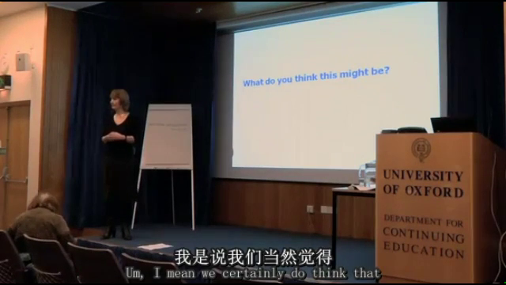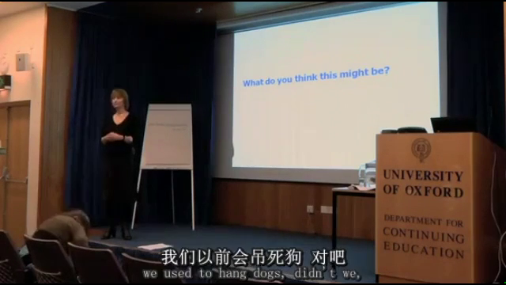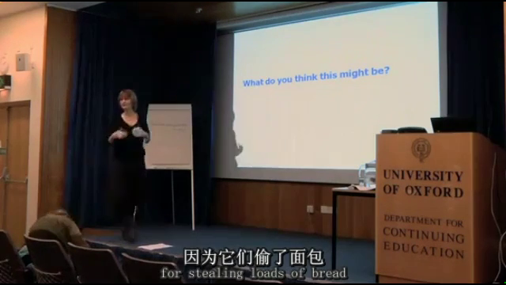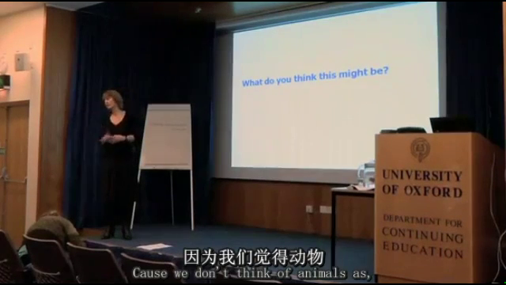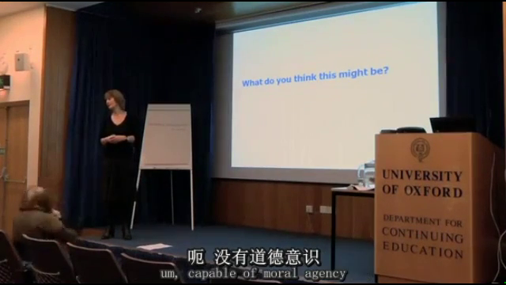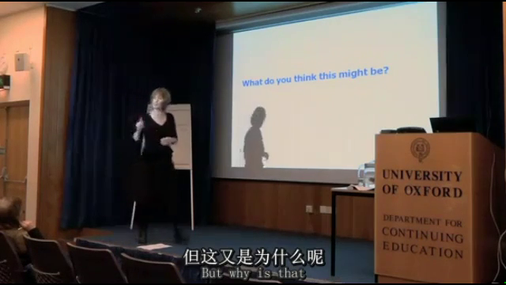I mean, we certainly do think that we don't... well, we used to hang dogs, didn't we, for stealing loaves of bread and things like that, but these days we don't do that, because we don't think of animals as capable of moral agency. But why is that?